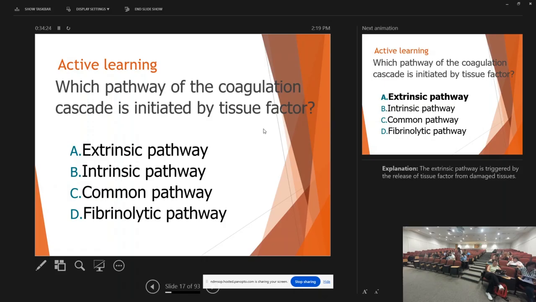Yeah, binding of calcium activity. So A, B. It's just in between platelet adhesion and platelet aggregation. Yeah, A and B.